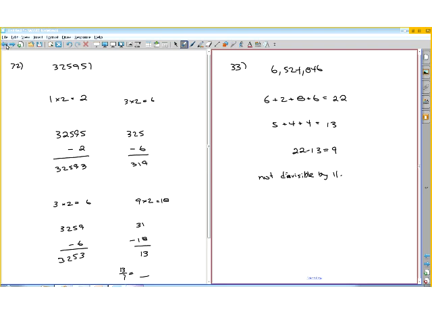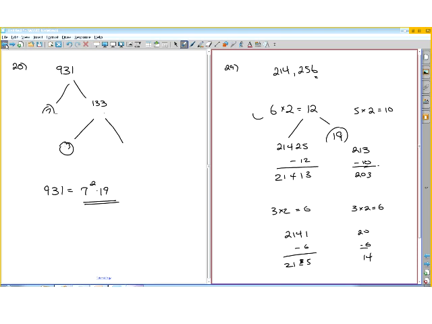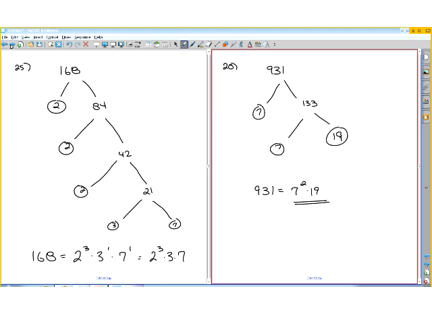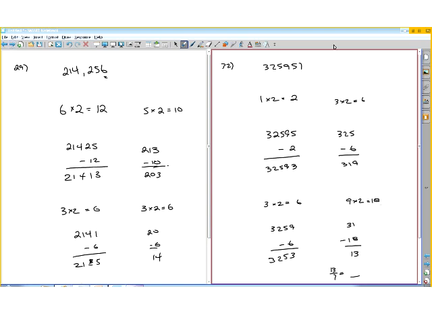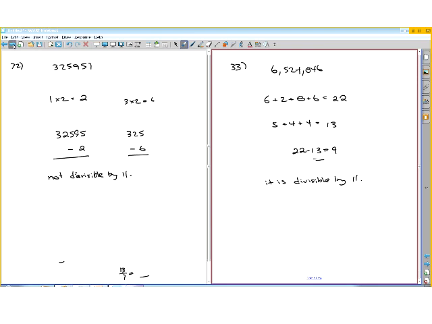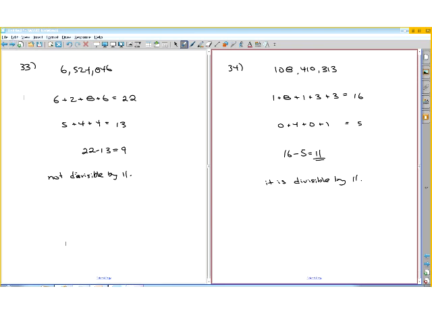Okay, how many have we done here so far? Okay, I think that's enough for right now. We'll start the next thing coming up here. So the last one we did was 34.